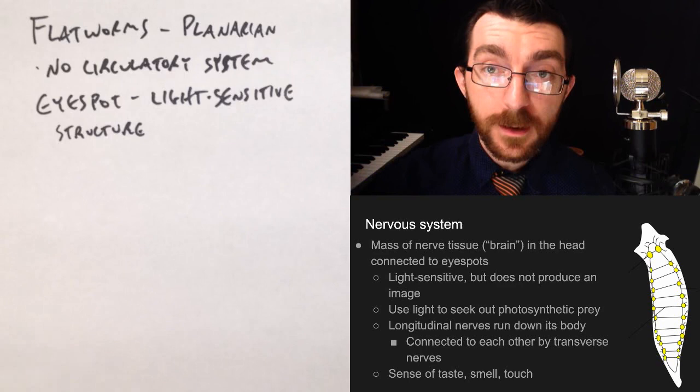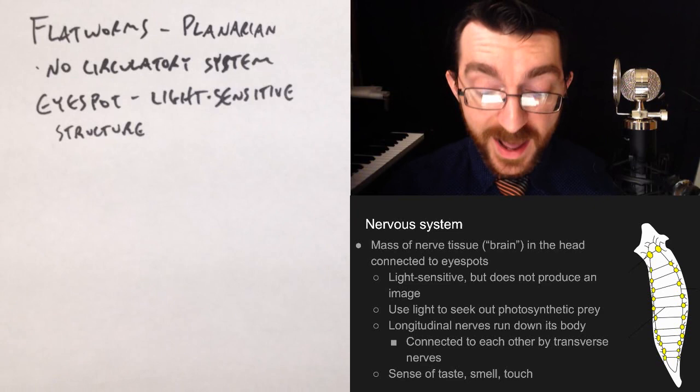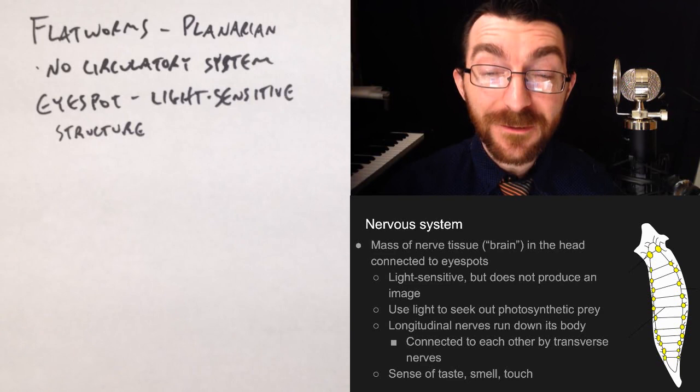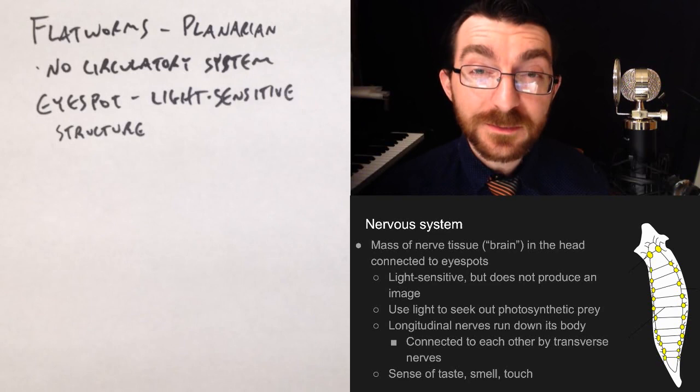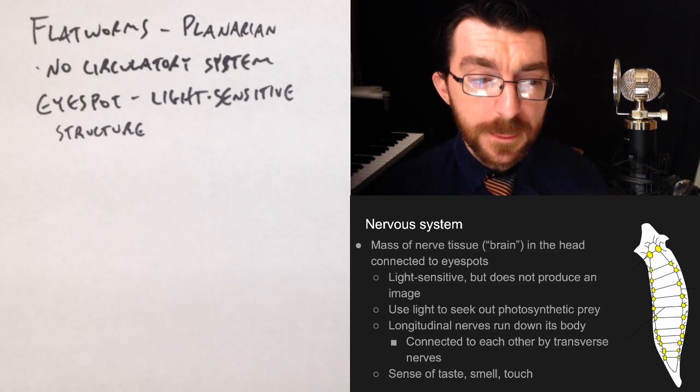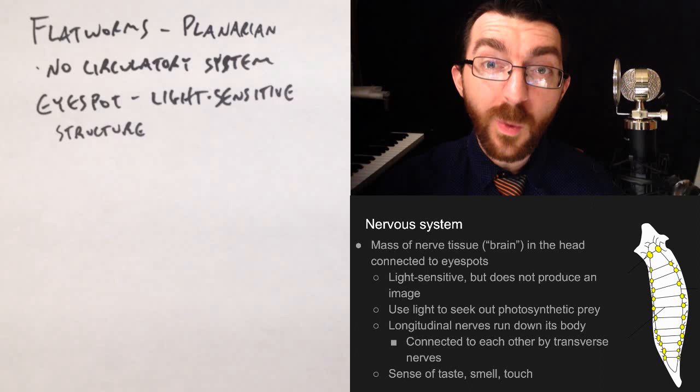The reason that I'm saying that an eye spot is different from an eye is because an eye usually has more structure to it. An eye has a lens in the front, it has a retina in the back, it's able to actually form an image. An eye spot is not the same as an eye in that an eye spot doesn't produce an image. In other words, an eye spot is almost like a little solar panel that's able to tell whether it's bright or not, but not actually see anything.